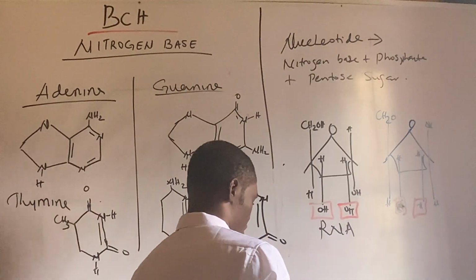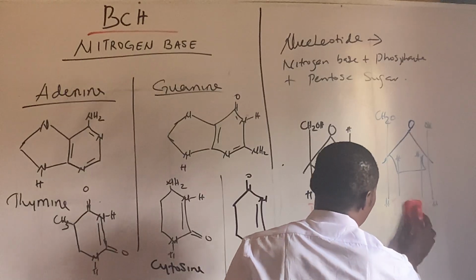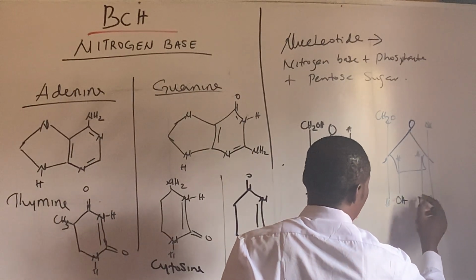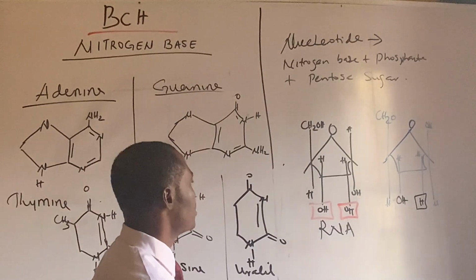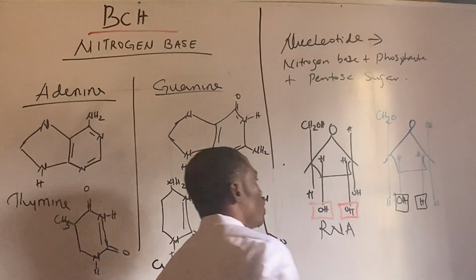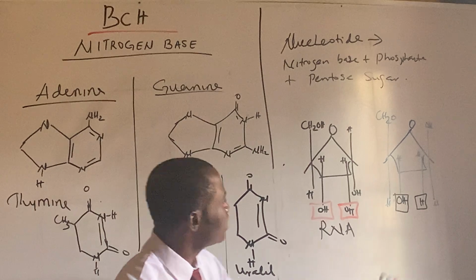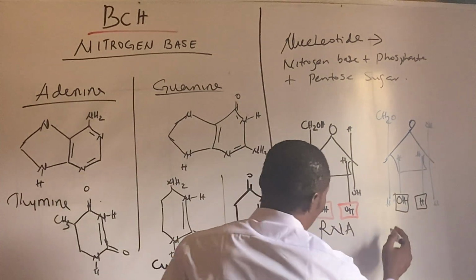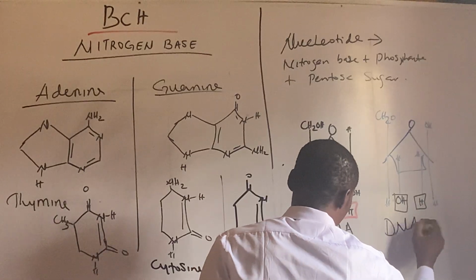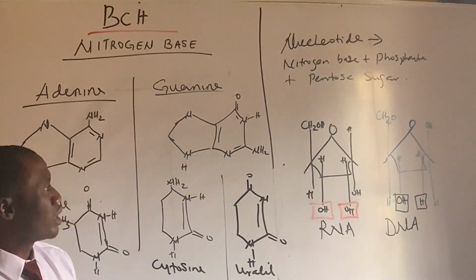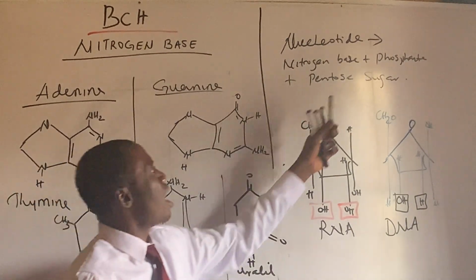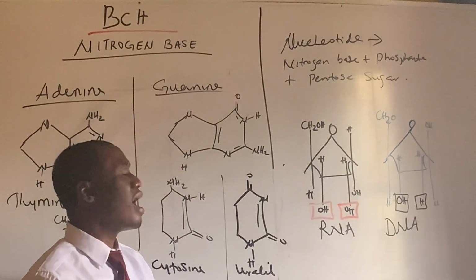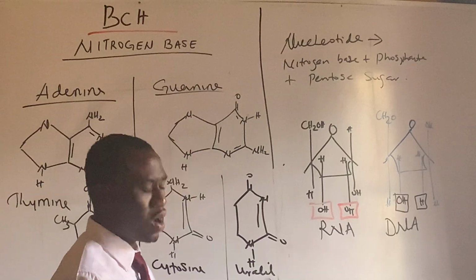Okay, then we'll use my cleaner. Observe. Now, if you observe, you'll notice that one of the hydroxyls has lost the oxygen. That's why it's called the DNA, which is the deoxyribonucleic acid. If I add a phosphate group and a nitrogen base, we have a complete DNA or an RNA.